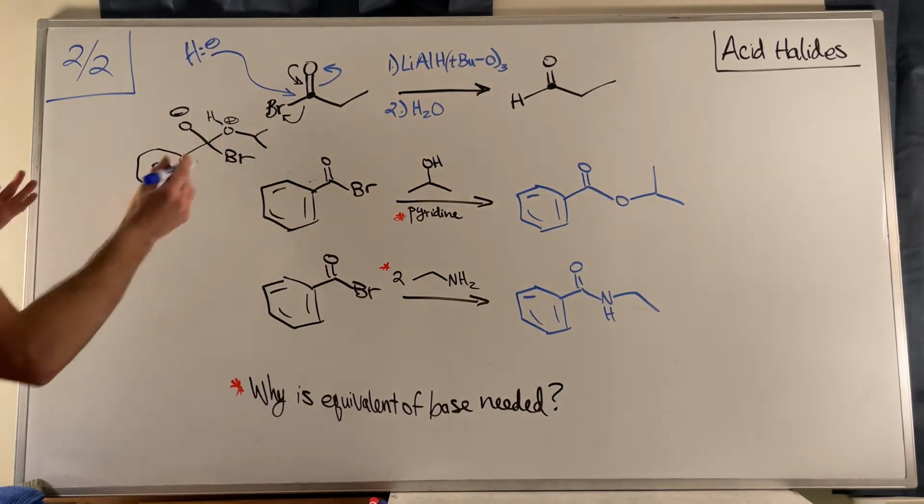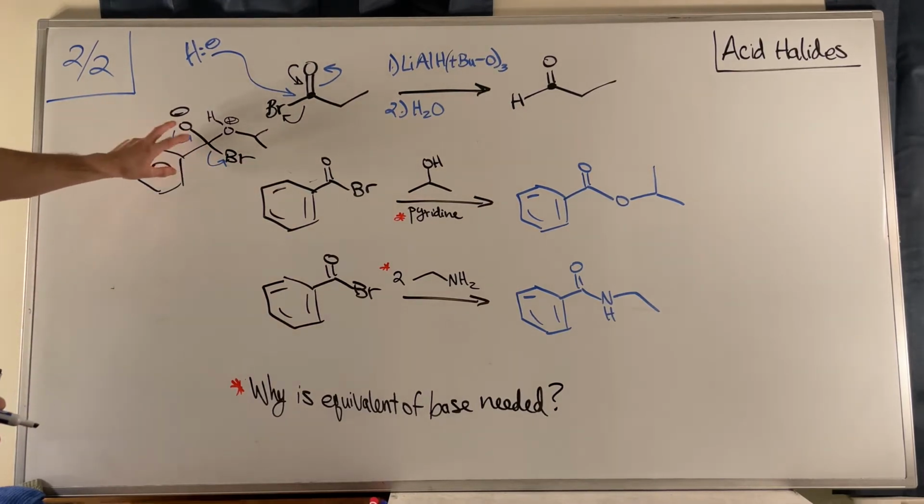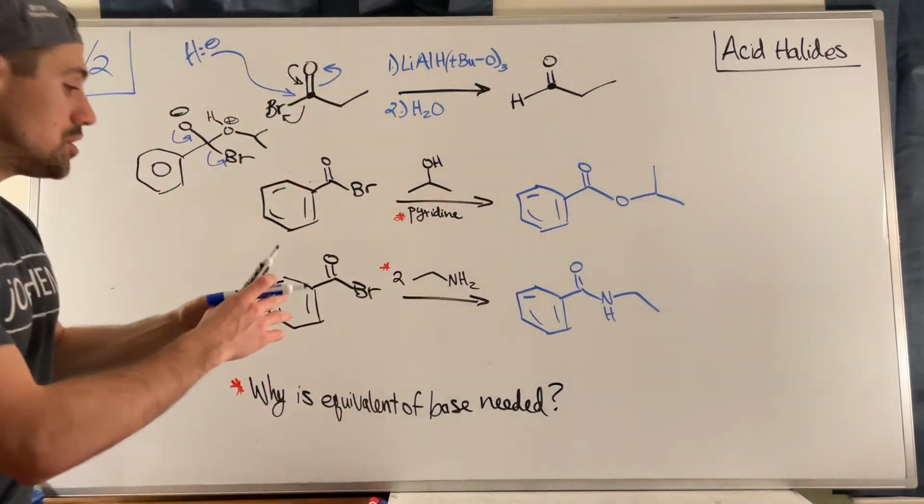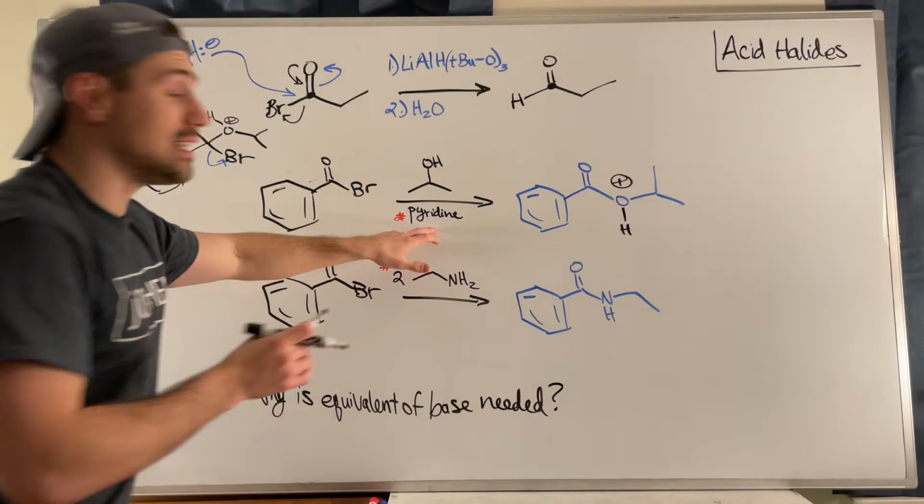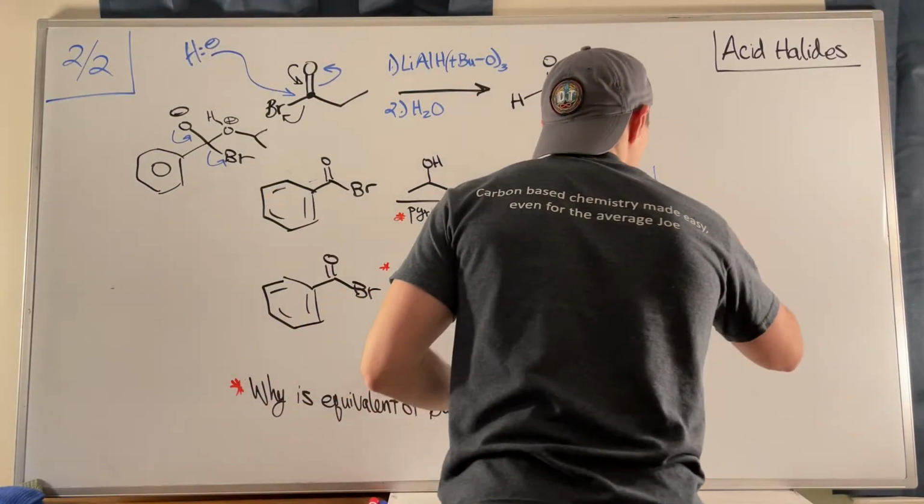Then you have the bromine. The tetrahedral intermediate collapses. You form the bond, reform the carbonyl. You boot bromine off, good leaving group. And at first, you get this. And then the pyridine is here to clean this up. Okay?